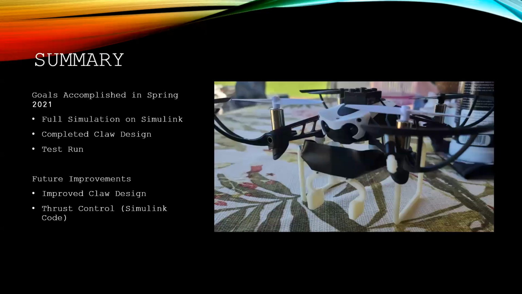Today, at the end of the spring 2021 semester, our mini drone can fully simulate a flight path and also land on the landing marker. We have also completed our claw design, 3D printed it out, and mounted it on the mini drone. Lastly, we are able to upload our Simulink code to our mini drone and attempt our first test run. As Omar stated earlier, some improvements could be made in the future to improve the claw design and make it more durable.